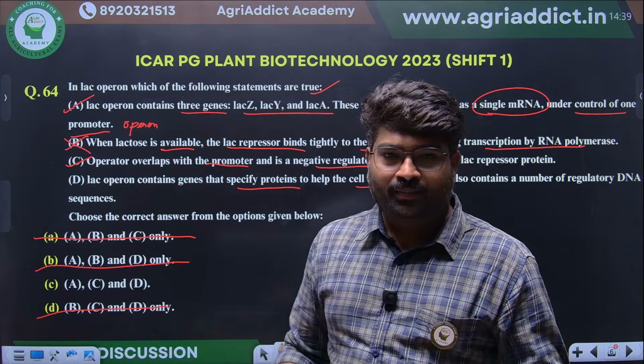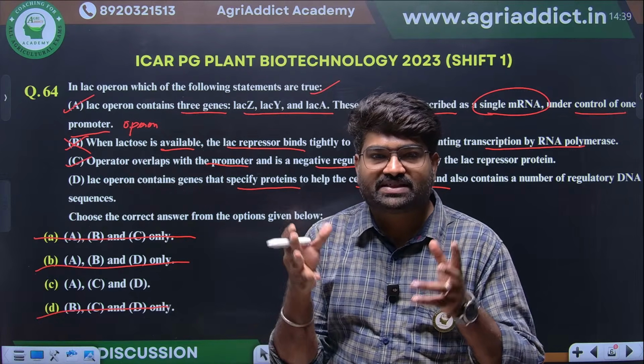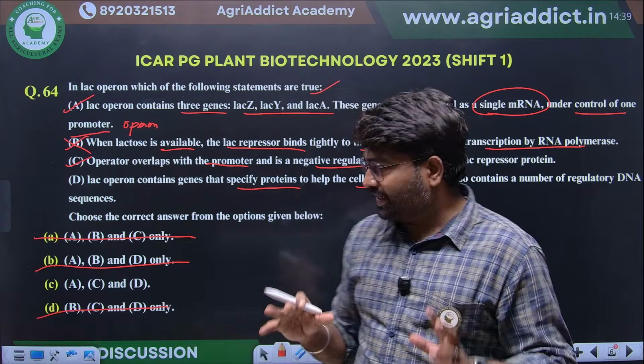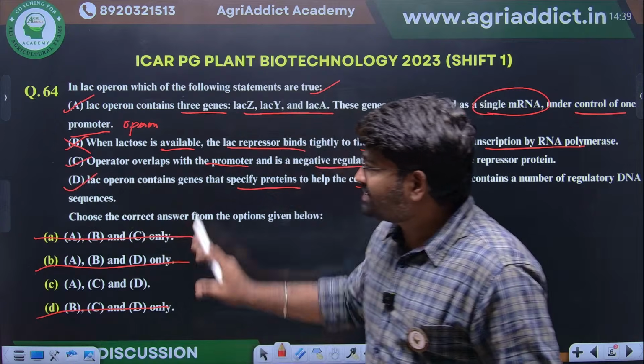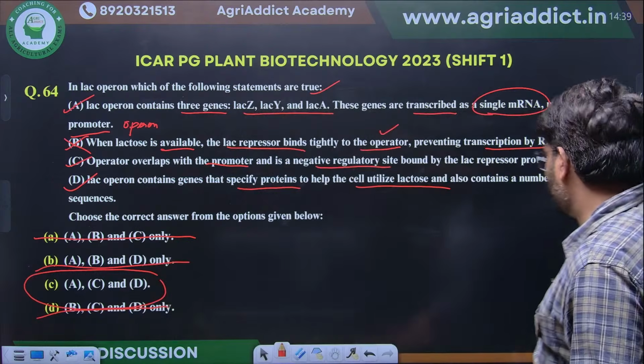That is, we know lac ZYA genes are there. This will code specific enzymes that will catabolize the lactose for uptake into the cell. So this is also correct. So the right option is what? A, C and D. Yes, very good.